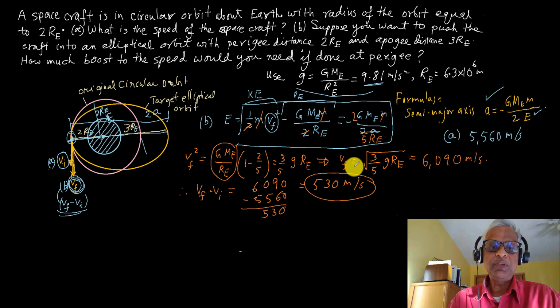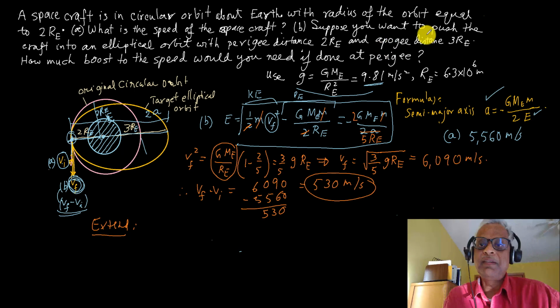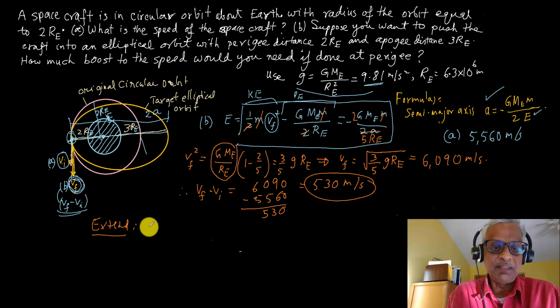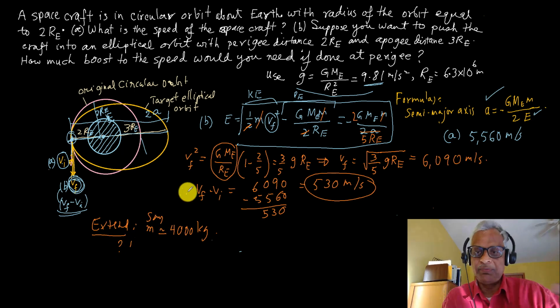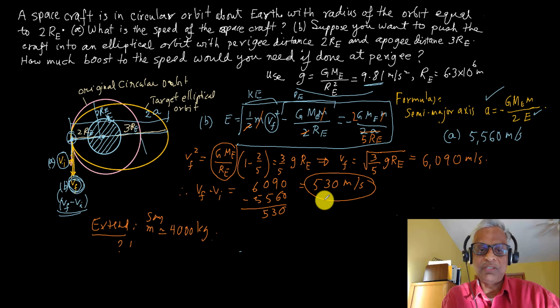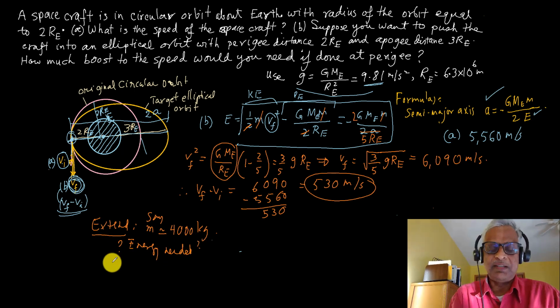Now you can extend this. If I knew the mass was given to be 4,000 kilograms, the question would be what kind of energy is needed to do that. You could extend it in further ways. What will be the new angular momentum?